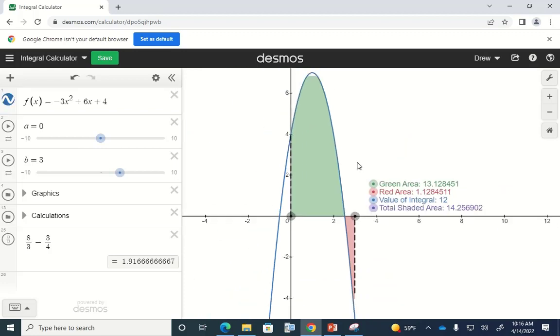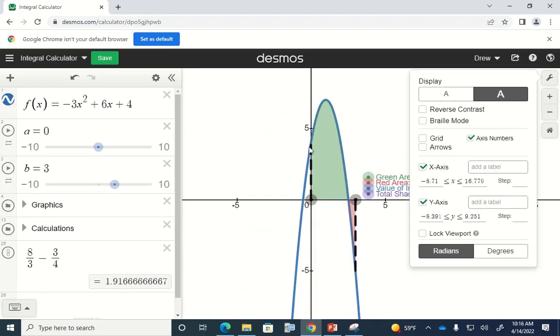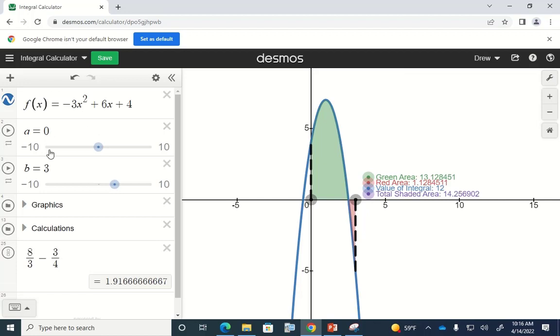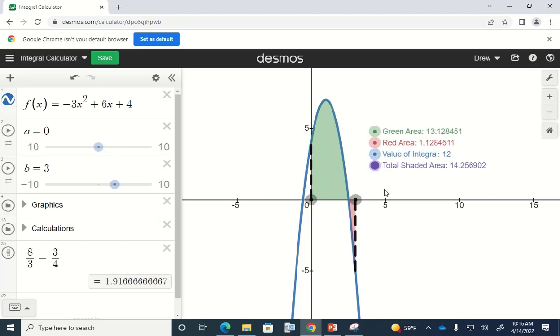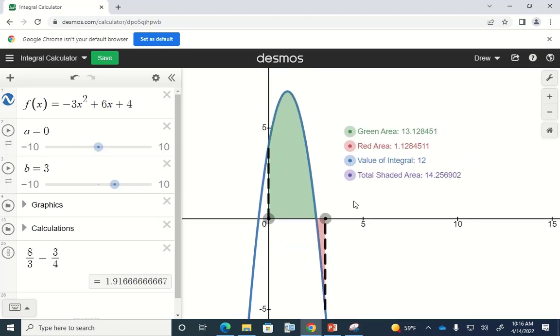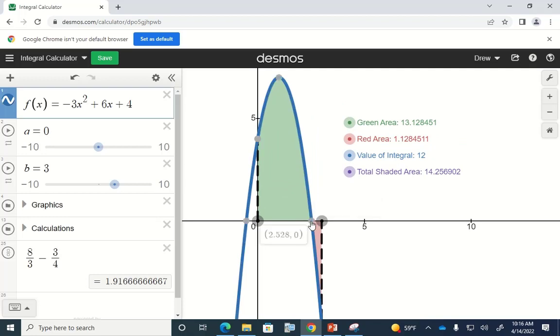So this is what that integrand looks like, that blue curve. And for us, our lower bound was 0 and our upper bound was 3. And so it turns out that if we were actually looking for the integral between 0 and 2.528, we would have had a larger value of my definite integral. But going all the way up to 3 included some of this red area. And so the value of my integral ended up being 12 because I had to subtract off a little bit. So that's the picture of what this looks like, evaluating that integral.